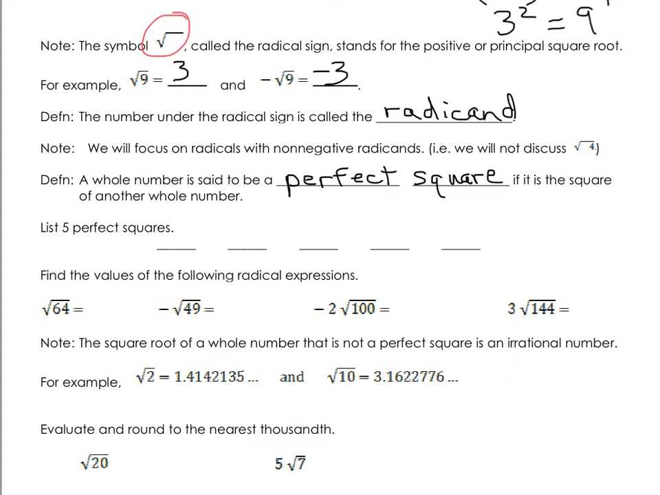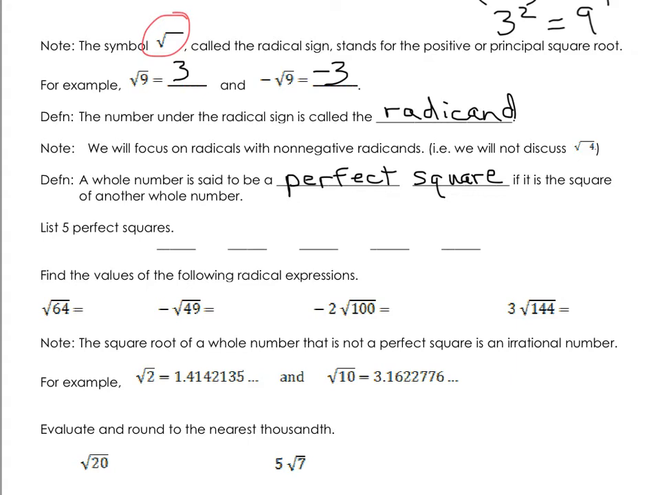root. The number under the radical sign is called the radicand. We will focus on radicals with non-negative radicands. We don't want to take the square root of negative numbers like negative 4. That's for another class. A whole number is said to be a perfect square if it is the square of another number. So list 5 perfect squares.